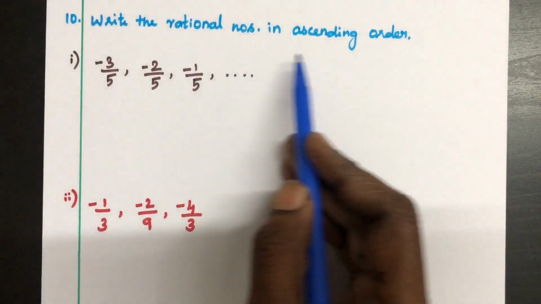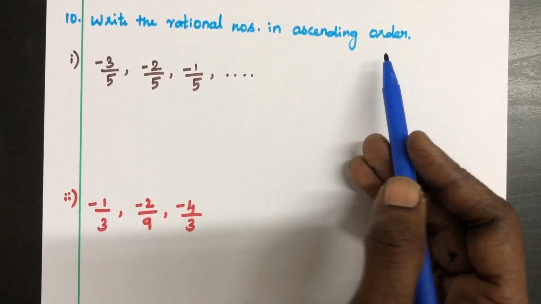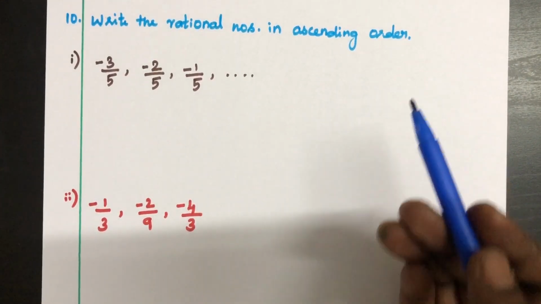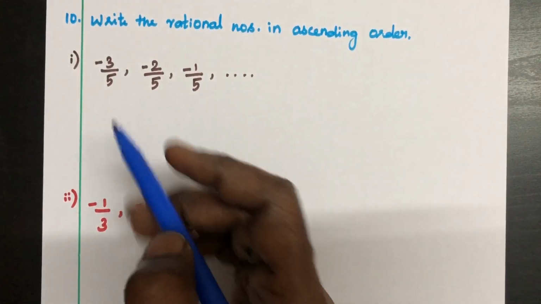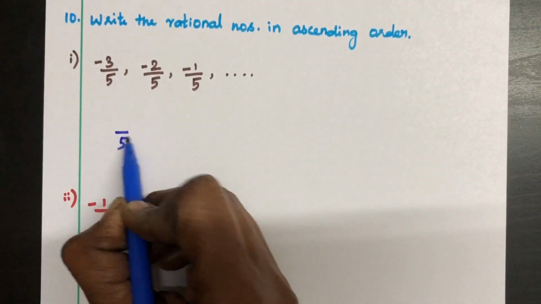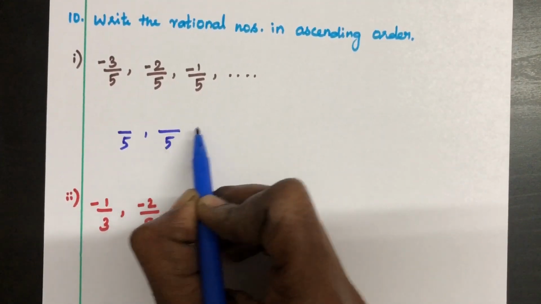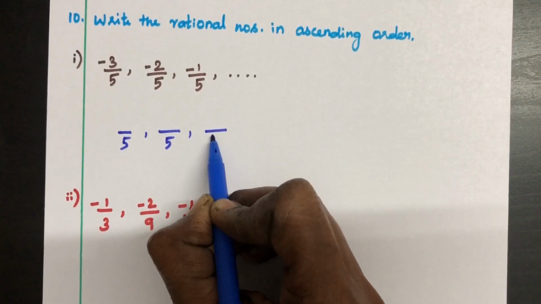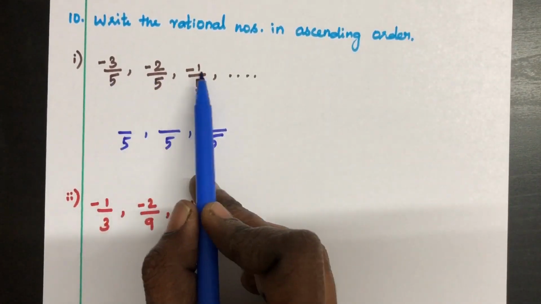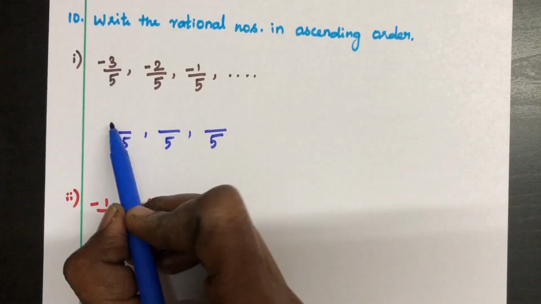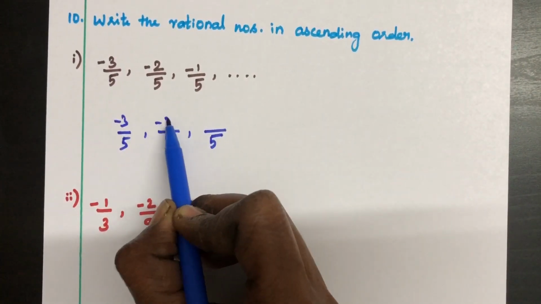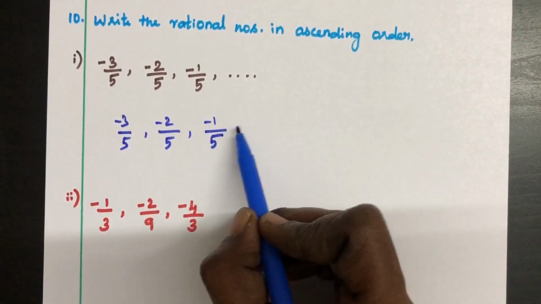10th question, write the rational numbers in ascending order. That means we are going to write from small to big number. See, if the denominators are equal, these are all like fractions. So compare the numerator alone. Here, what is the smallest numerator? Minus 3 only. So the given thing is already in ascending order.